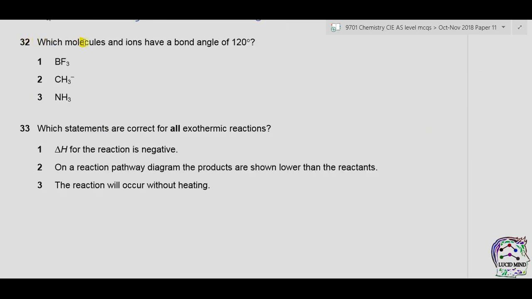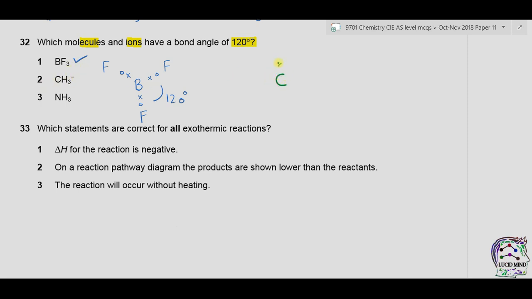Question 32. Which molecules and ions have a bond angle of 120 degrees? 1. We have BF3. Now we know that boron is having 3 electrons in the outermost shell and it makes 3 single covalent bonds with fluorine atoms. So as we have only 3 bonds with the central atom, the bond angle is 120 degrees. So 1 is correct.